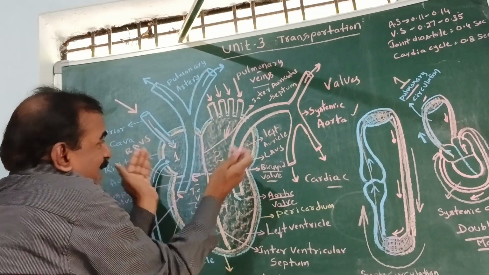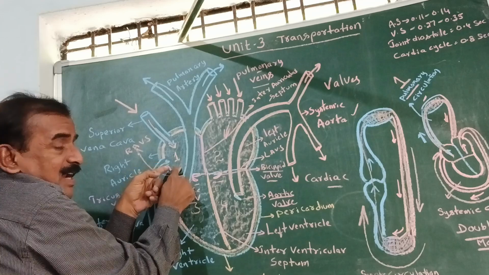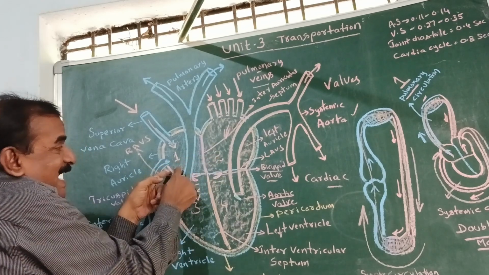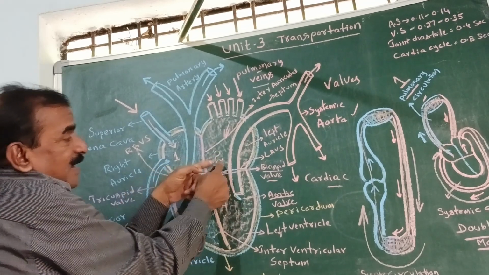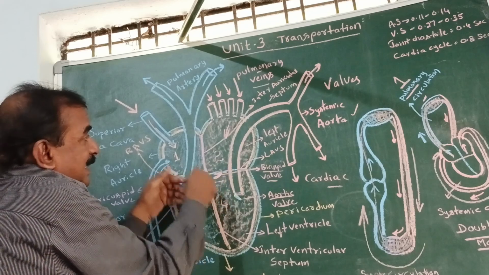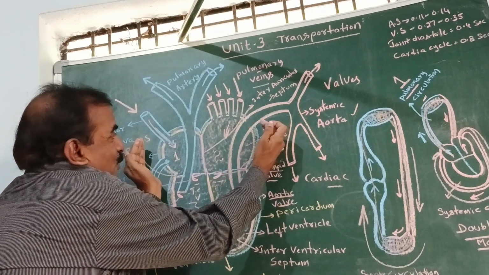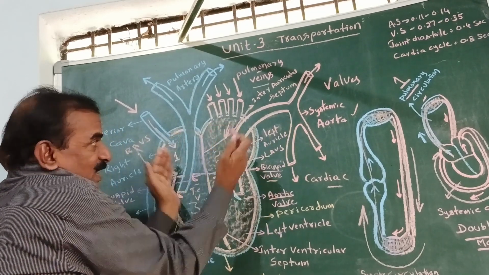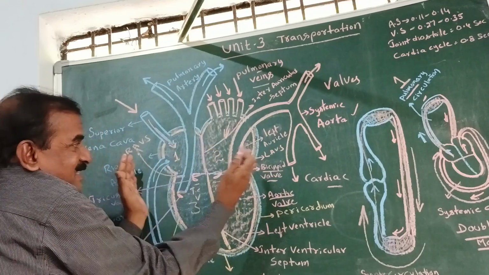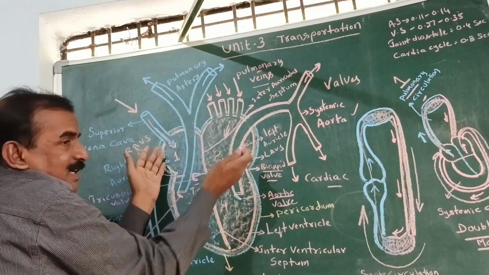By that, blood enters into the right auricle and left auricle. The right auricle is receiving what? Diastole bed. And the left auricle is receiving what? Axial bed. First, all of them are in resting state. At that time, blood enters into the auricles.